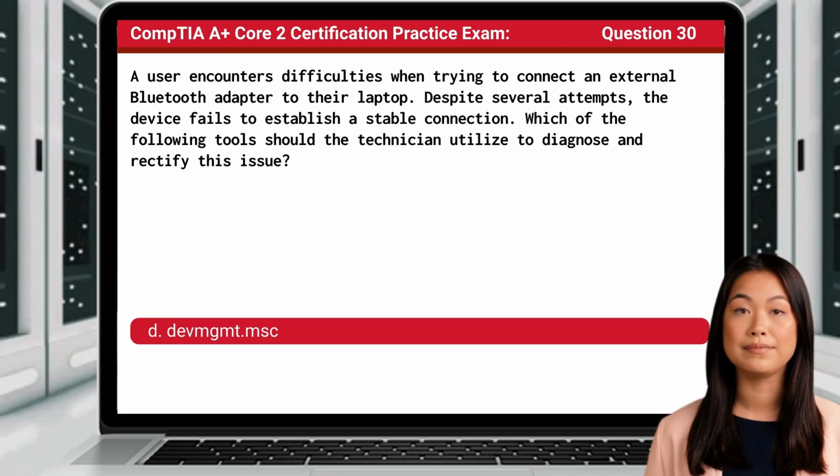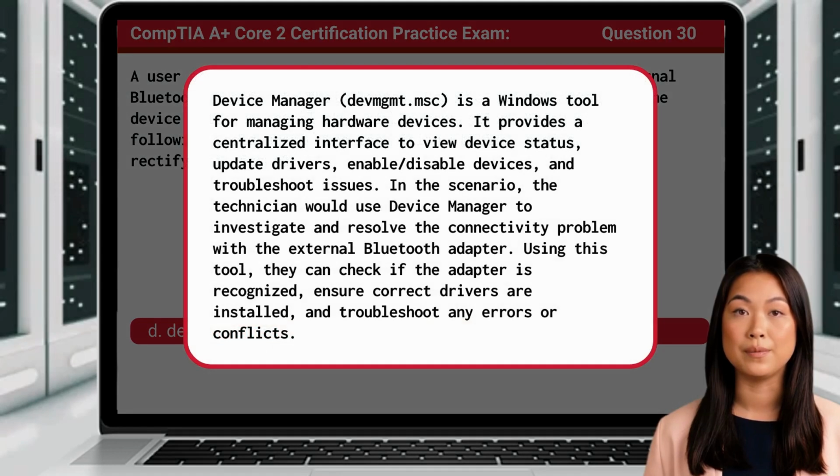The answer is D. devmgmt.msc. Device Manager, which can be accessed using the devmgmt console file, is a Windows tool for managing hardware devices. It provides a centralized interface to view device status, update drivers, enable/disable devices, and troubleshoot issues. In the scenario, the technician would use Device Manager to investigate and resolve the connectivity problem with the external Bluetooth adapter. Using this tool, they can check if the adapter is recognized, ensure correct drivers are installed, and troubleshoot any errors or conflicts.